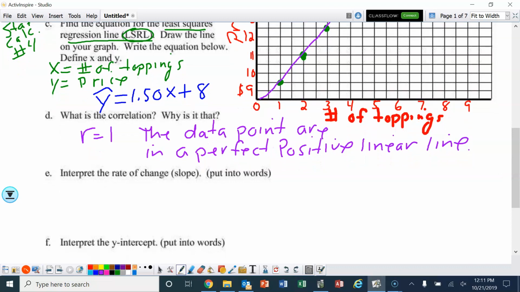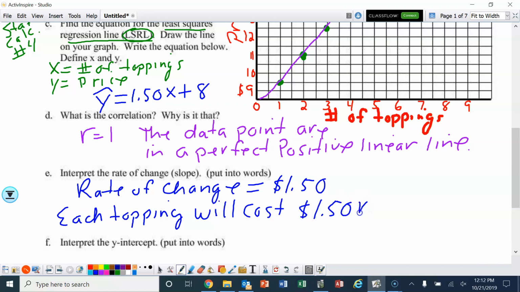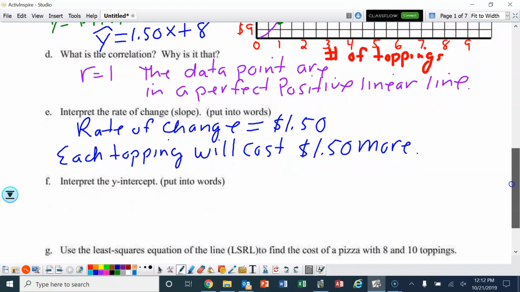Interpret the rate of change. Okay, well, the rate of change is the number in front of X. So the rate of change equals $1.50. Okay, but that's not interpreting it. What does it mean? It means each topping will cost $1.50 more. Okay, pretty straightforward. At least I hope it is.